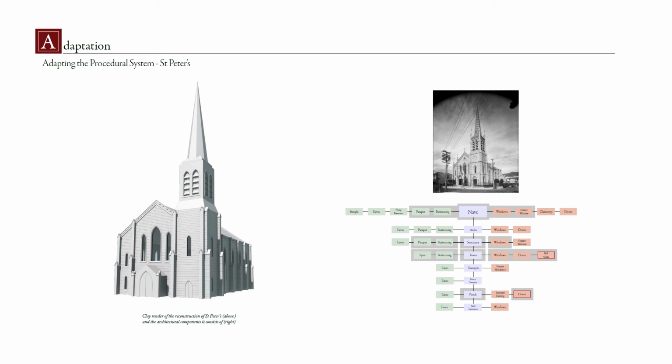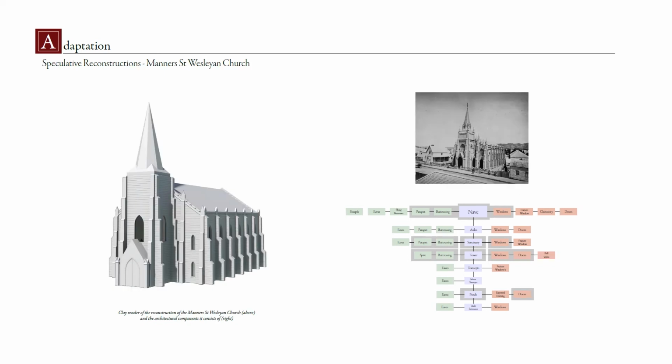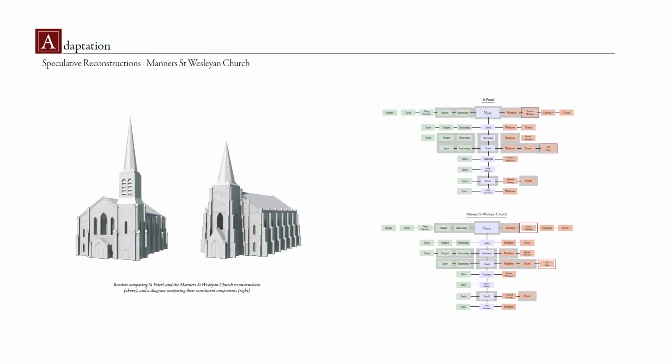And so now that I had a bigger library of components, I wanted to test if lost designs could be created as well. And so I undertook the reconstruction of the Wesleyan church that used to be on Manor Street. And so comparing this to the design of St. Peter's, it can be seen that they are very similar with a very large nave. The only real difference is the height of the tower and its position and what that does with the porch area.